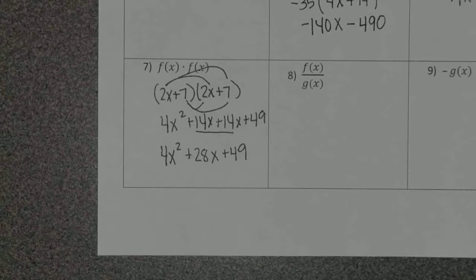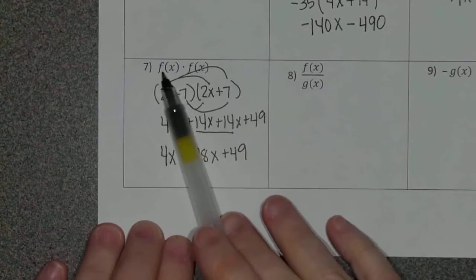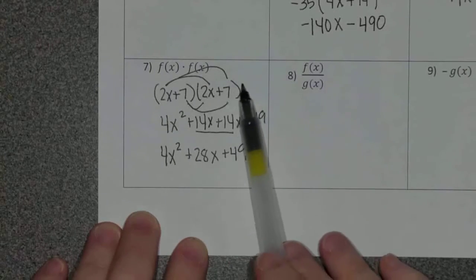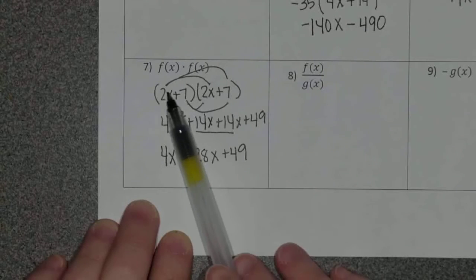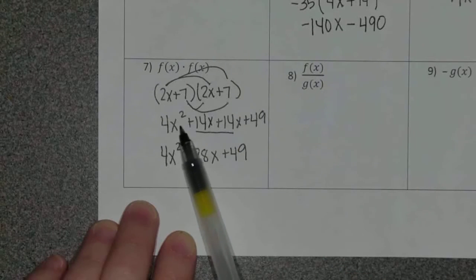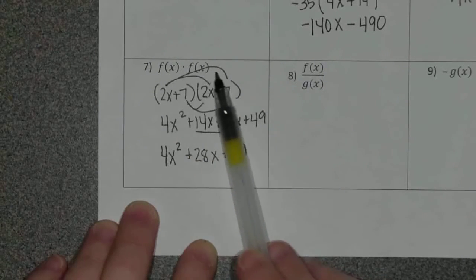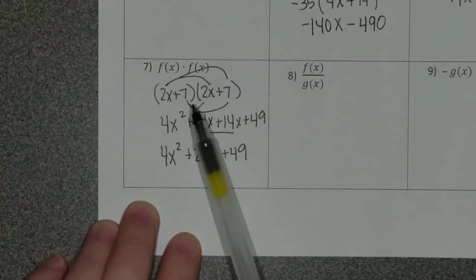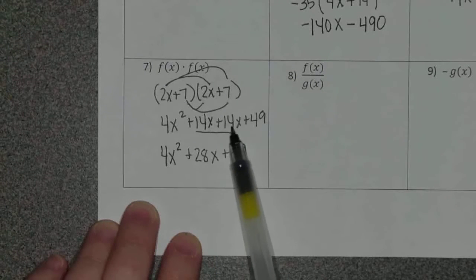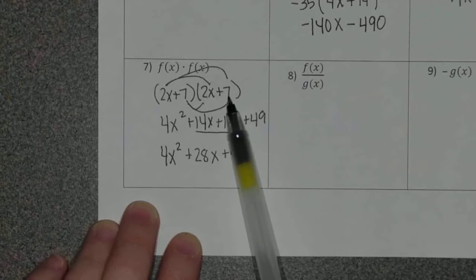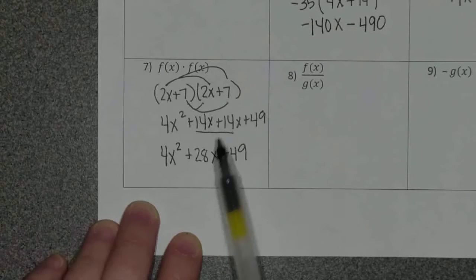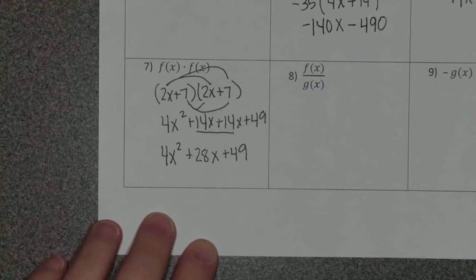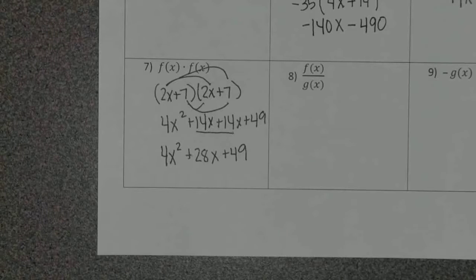And if you didn't get it right, see if you can find your mistake by looking at my work. So what you do on this is you take the f of x, which is 2x plus 7, and you times it by itself, which is f of x again, so 2x plus 7. The 2x times the 2x is 4x squared. The 2x times the 7 is 14x. The 7 times the 2x is 14x. And then the 7 times the 7 is 49. You have to combine like terms in the middle to get 28x, and you just rewrite the other two parts. Okay?